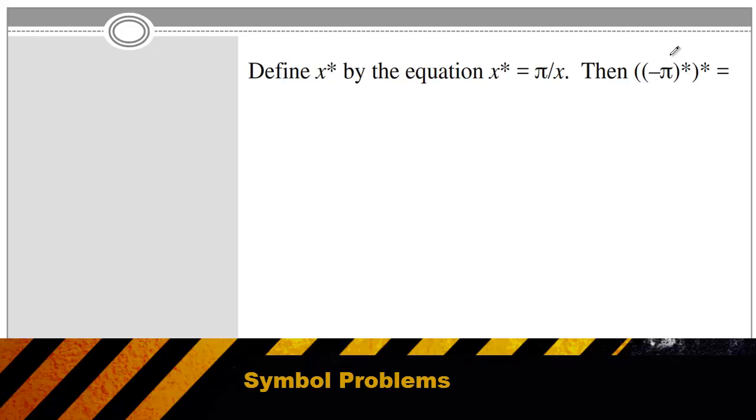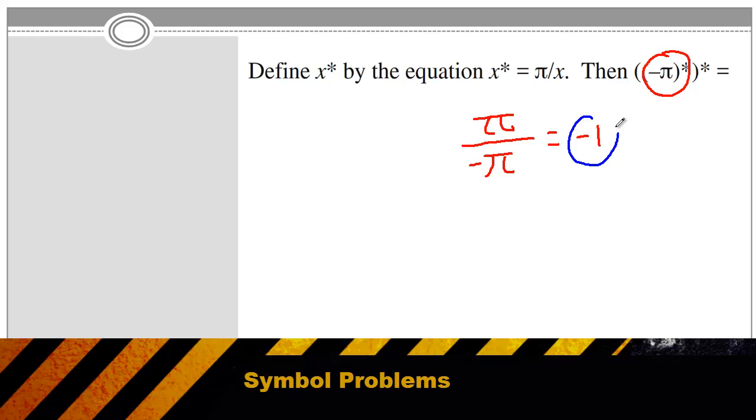So just like regular math, I'm going to start with what's inside the parentheses. So I have -pi to the star, and the instructions say when I star something, all I do is take pi and then divide it by the thing that I starred, which in this case I starred a -pi. So I get pi over -pi, and that's equal to -1.